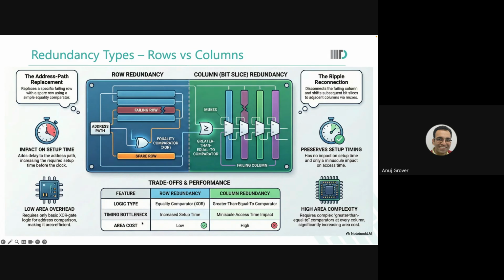If it is a very large memory, as was being asked, you may want to have two repairs. Okay. So two repairs means, if it is row redundancy, I will need to have two failing addresses coming in and two compare addresses. If it is column redundancy, then you may say, okay, one repair on left, one repair on right.